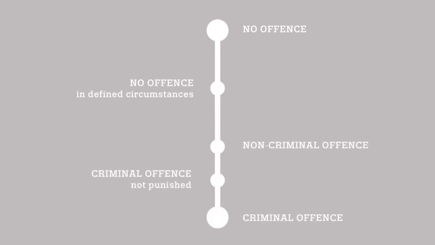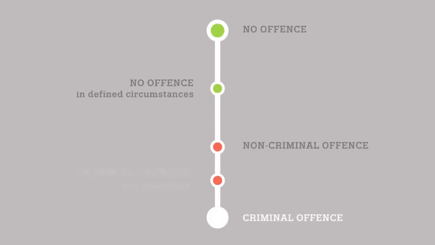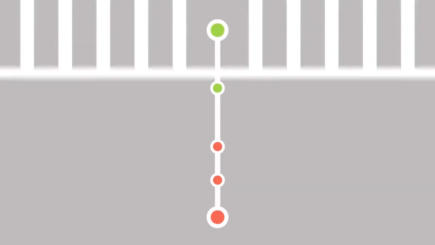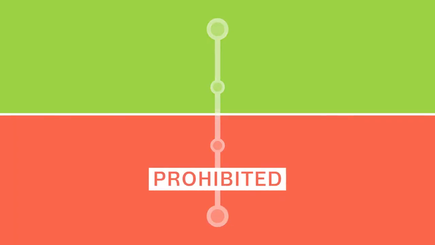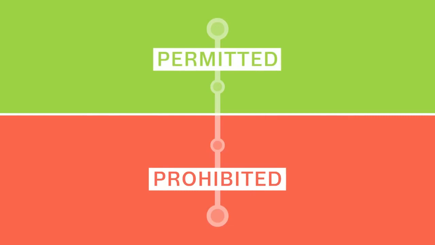Let's start by considering that there are different possible levels of offences. They range from no offence all the way to a criminal offence, which is usually punished. These levels of offences may be separated into behaviours that are usually prohibited and behaviours that are usually permitted.